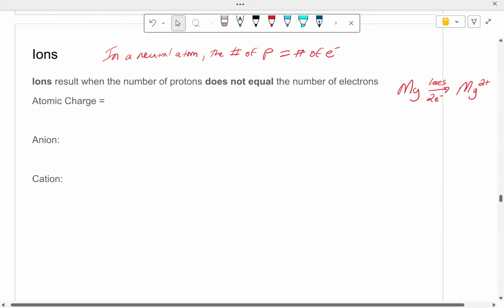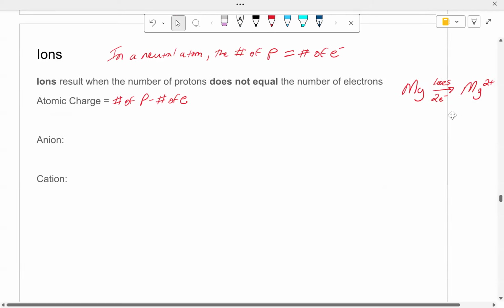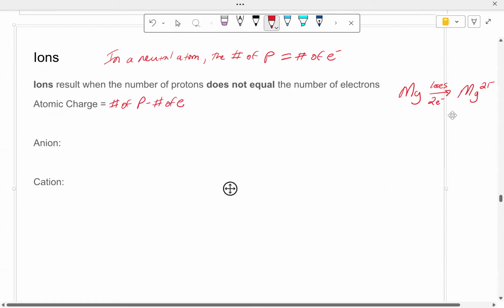So how do we find the atomic charge? It's simply the number of protons minus the number of electrons. If that value comes out to 0, then that element, that atom, is neutral. If it's not 0, then we call that an ion. So these are the 2 types of ions we're going to look at.